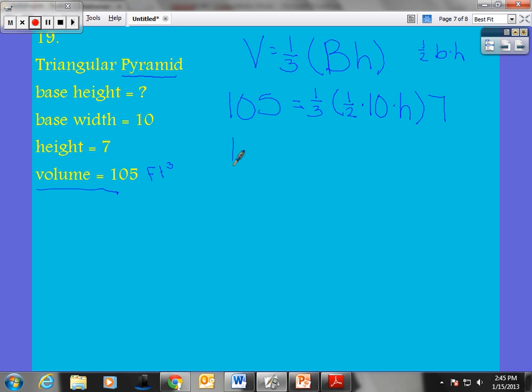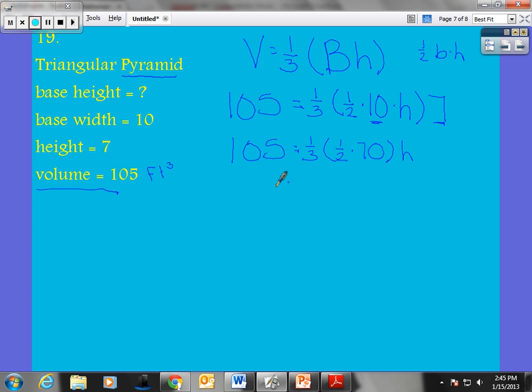So what I'm going to do is I'm going to take the 105, keep it the same. I'm going to leave the 1/3 to the very end. Okay, we go half times 10 times h times 7. Well, I'm going to multiply the 10 and the 7 together right now and get 70. So now I have 1/2 times 70 times h. Well, I can still do something on this side.